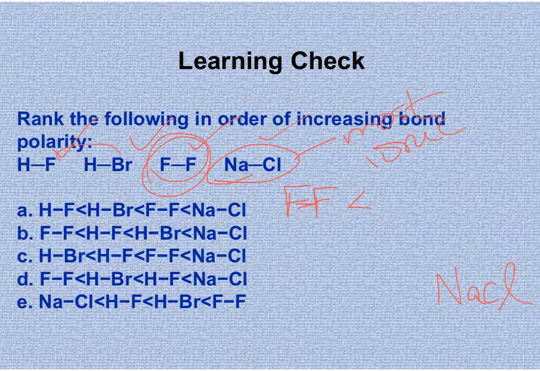And now we have to choose between HBr and hydrogen fluoride. Well, you already know fluorine's the most electronegative atom on the entire periodic table. So that means that there's going to be the largest difference between hydrogen and fluorine than hydrogen and bromine. And if you want to double check that, go back to the electronegativity table to prove it to yourself. So we have the diatomic first, then hydrogen bromide, then hydrogen fluoride, and finally sodium chloride.